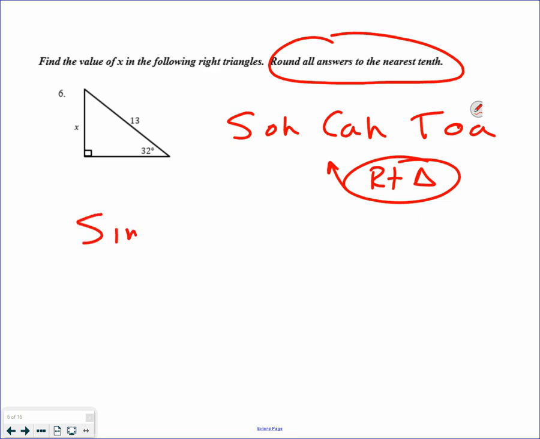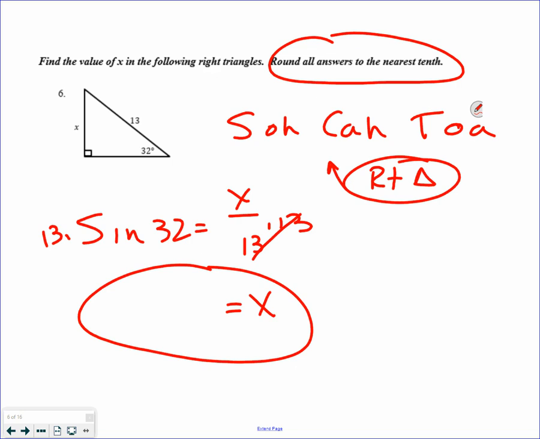So the sine of 32 equals x over 13. Now, multiplying both sides by 13 in order to solve the equation. Pulling out a calculator now. Make sure you're in degrees mode, by the way. That is a common mistake a lot of times on these types of questions, not being in degrees mode. And so then 13 times the sine of 32 is 6.9.